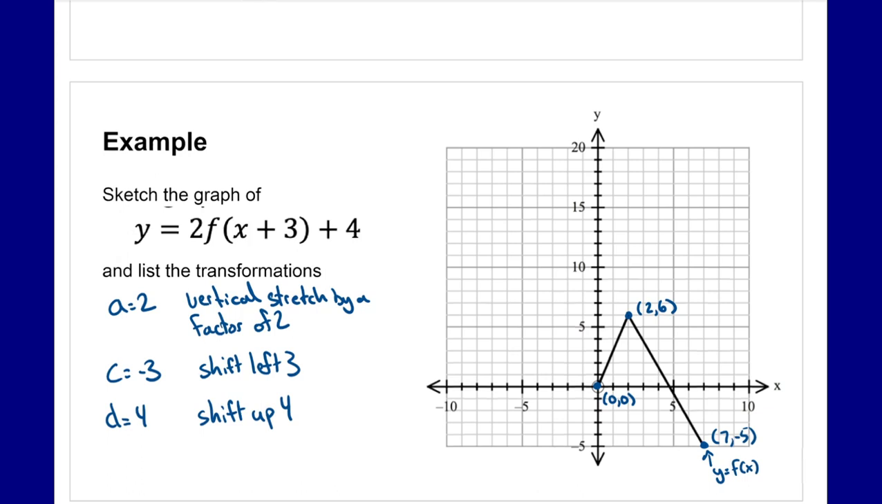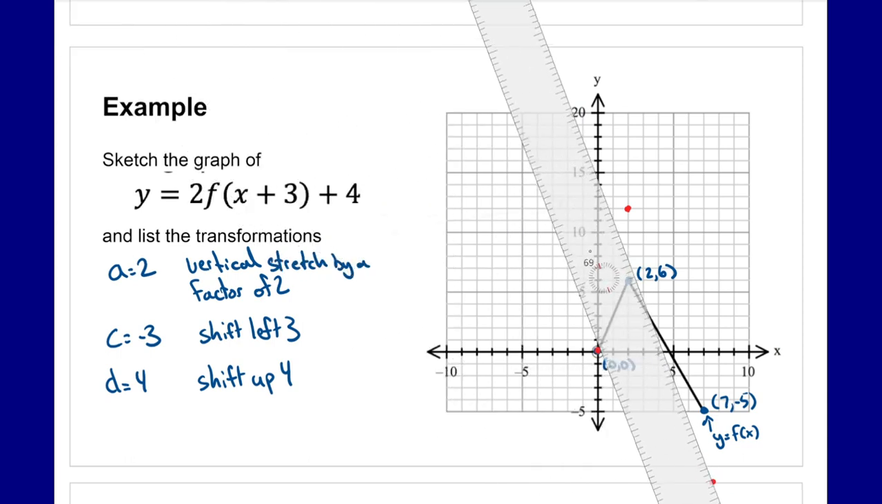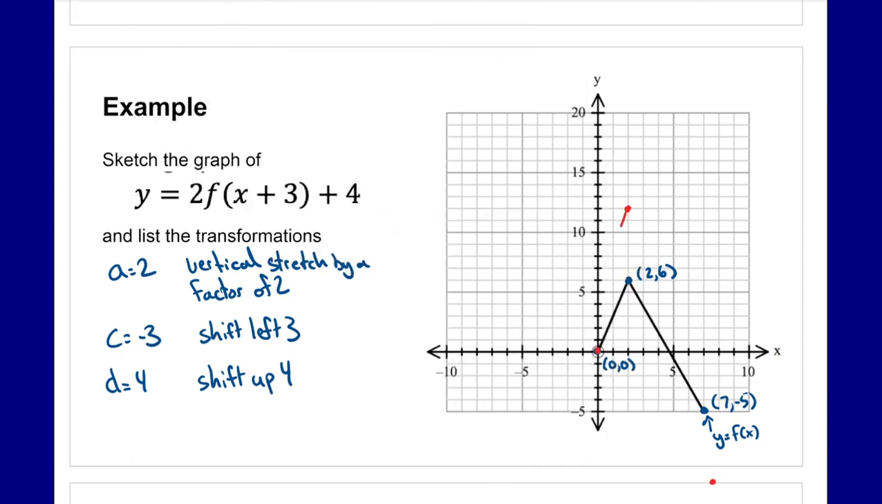Whether you keep it to the side or draw it in step by step, if I apply a vertical stretch to the first value, 0 times 2 is 0, so my point stays here. 6 times 2 is 12, so I have a new point up here. Negative 5 times 2 is negative 10, so I would have a point down here. If I was to hypothetically connect those dots, I could see that my function has been vertically stretched. It looks like it's been grabbed from the top and the bottom and pulled.